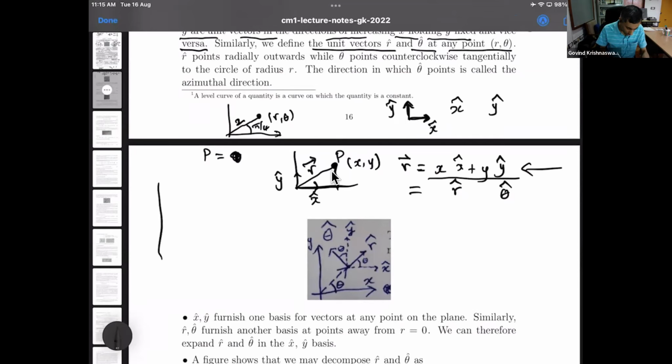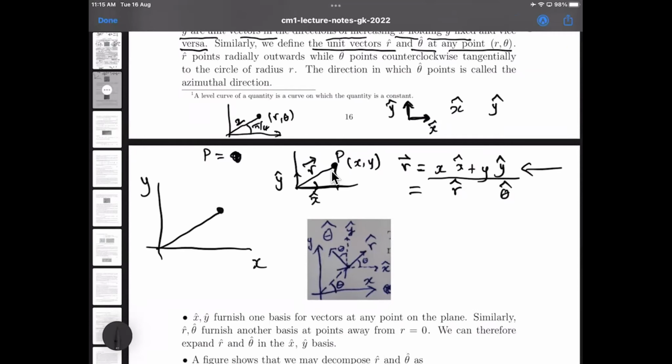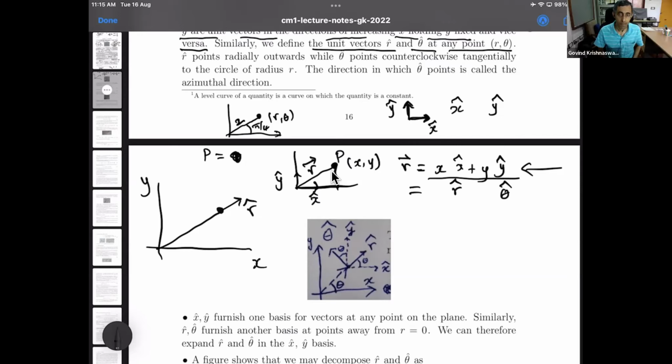Maybe I have to take a moment and tell you what r hat and theta hat are. First tell me, suppose I have a point here. Which way does the r hat vector point? Let me say radially outward. r is the root of x squared plus y squared, so that's what r hat will be multiplied by, and theta is tan inverse of y over x. So that's what theta hat will be multiplied by.